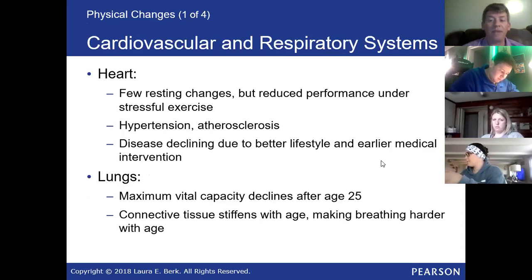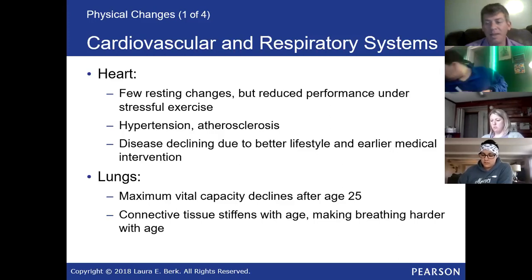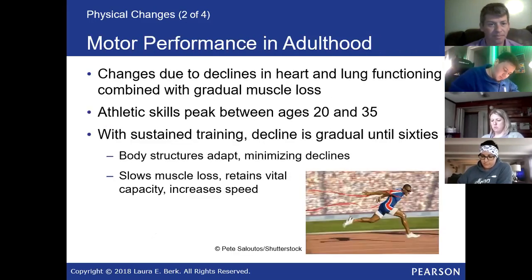Our cardiovascular and respiratory systems. The heart: few resting changes, but reduced performance under stressful exercise. So when we're just relaxing, not much changes, but it's when we're active. We see hypertension, atherosclerosis, that hardening of our blood vessels, and that disease is declining due to better lifestyle and earlier medical intervention. Lungs: the maximum vital capacity declines after the age of 25. Our connective tissue stiffens with age, making breathing harder and harder.